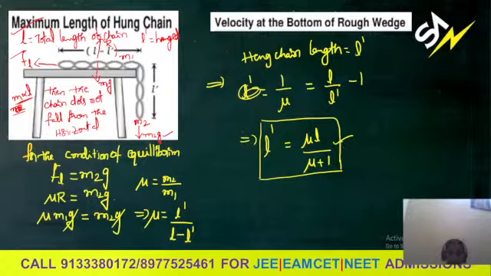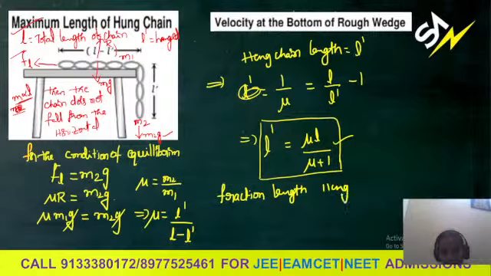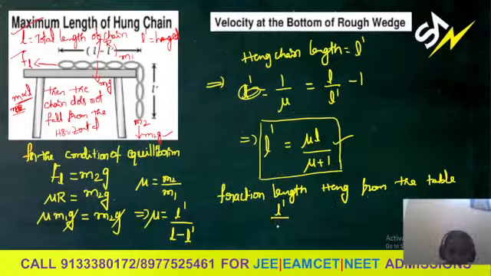Now this is the hung chain length. Now if they're asking in the same situation, what is the fractional length hung from the table? Fractional length means we need to take the ratio of the hung length by the total length. So we can write L dash by L. From this equation only, L dash by L will be equal to mu by mu plus 1.